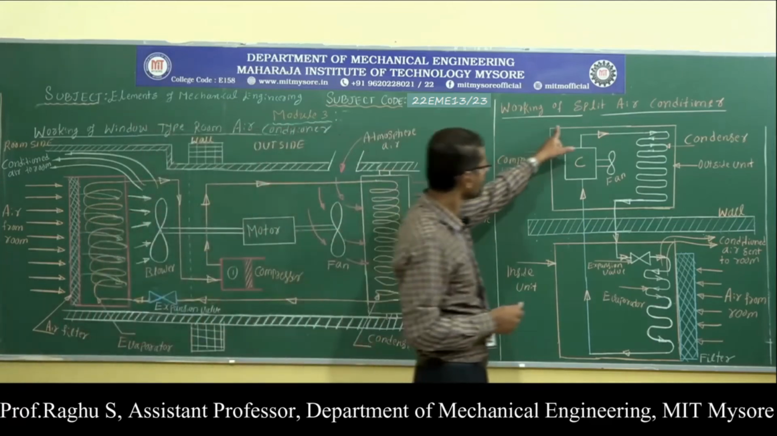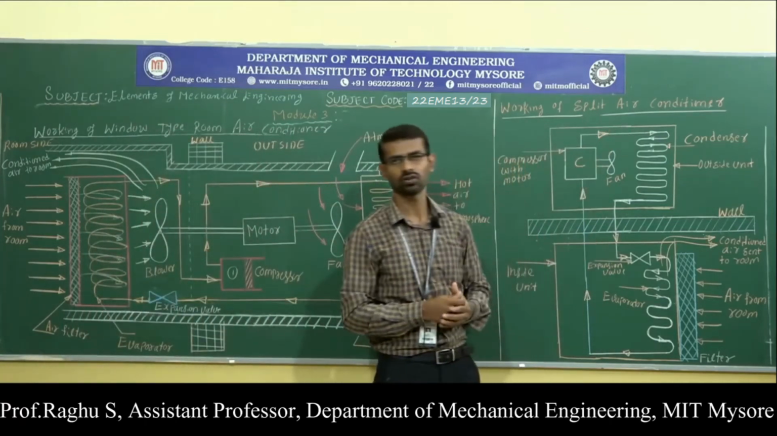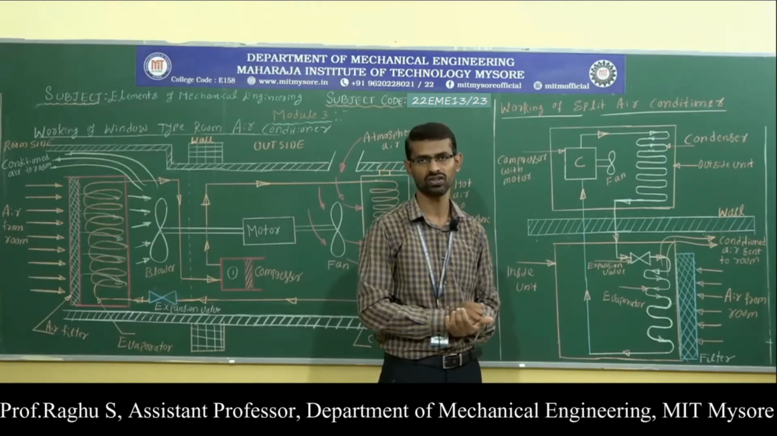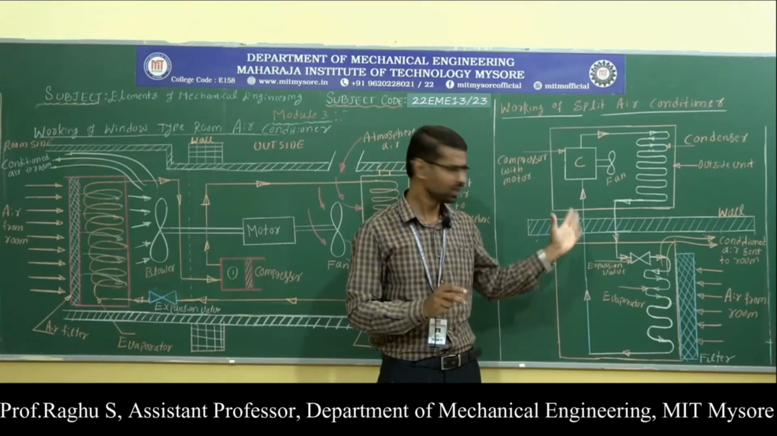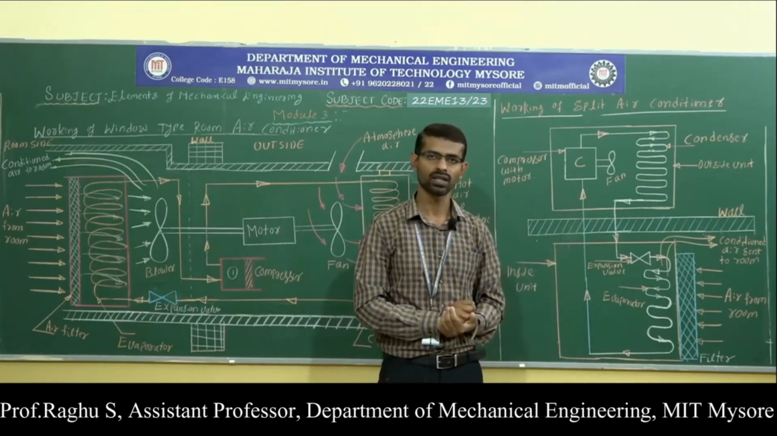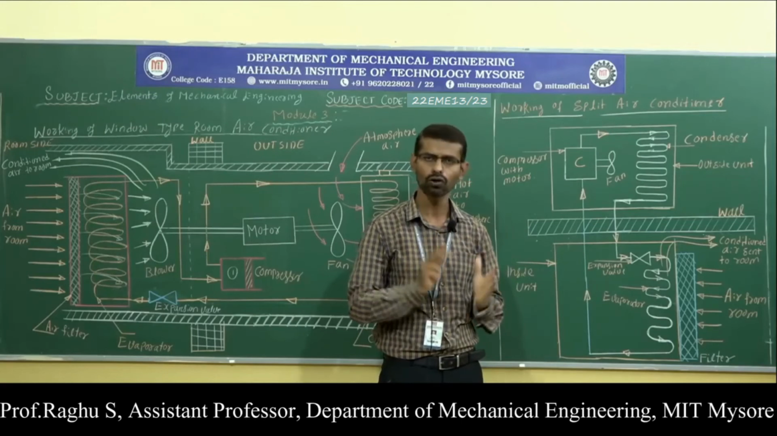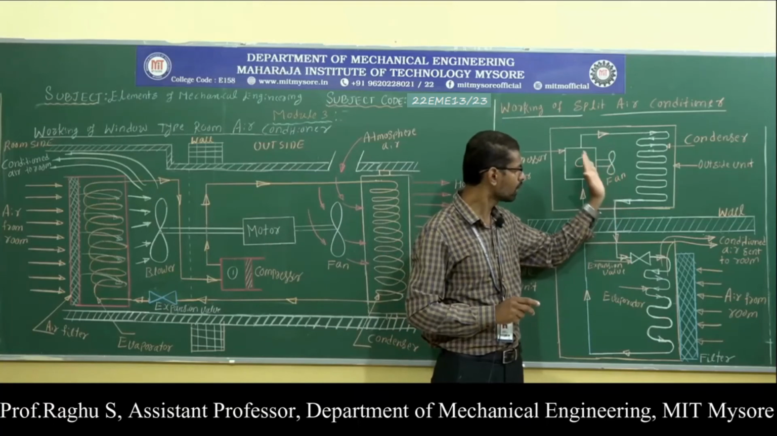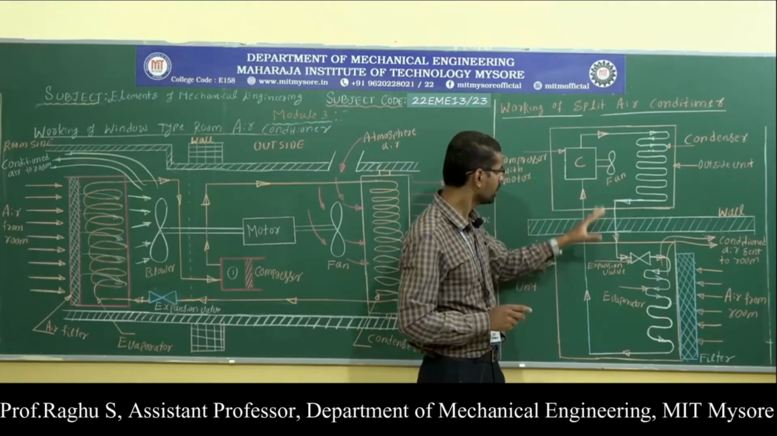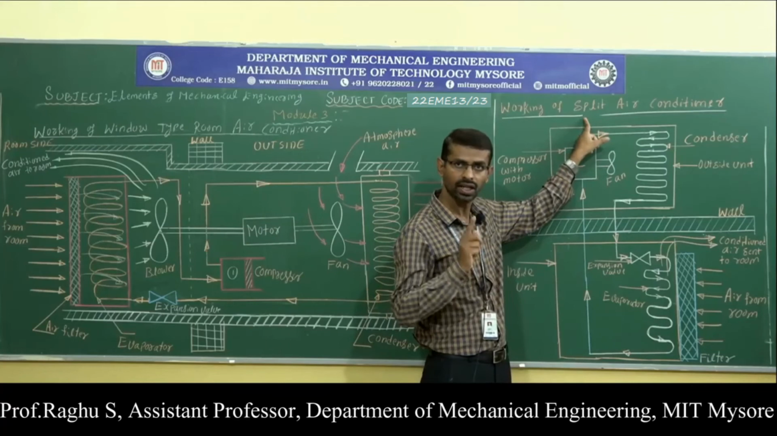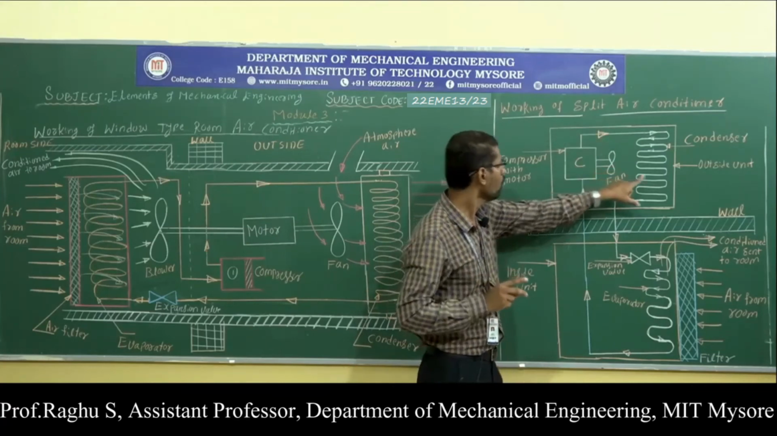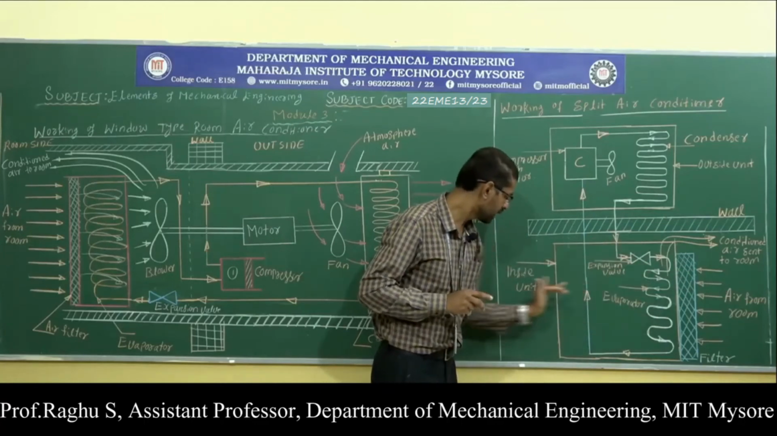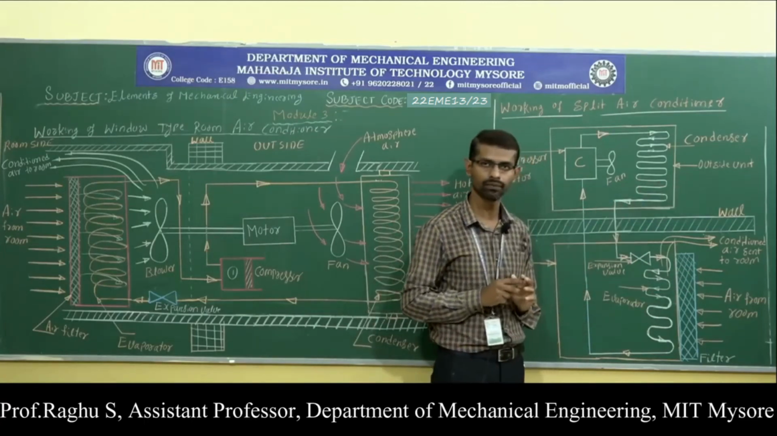Now, let us discuss the working principle of the split room air conditioner. Nowadays, split air conditioners are popular compared to window type air conditioner systems. The working principle and the components are the same as those of the window type air conditioner. Here the split air conditioner consists of two units: an outside unit and an inside unit. This entire portion is the inside unit and this is the outside unit.